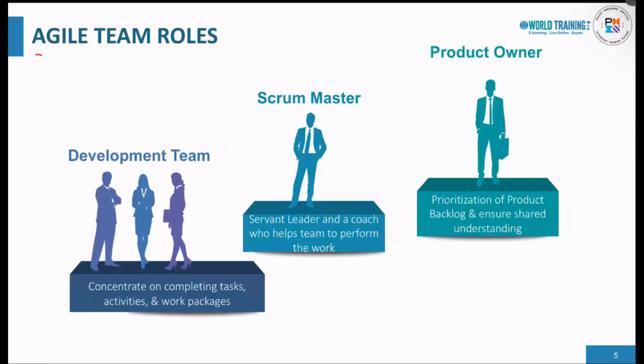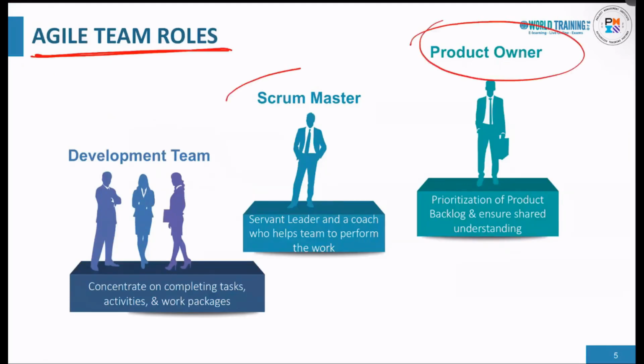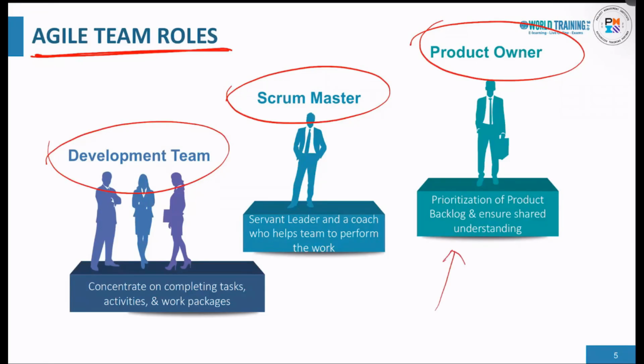First, agile team roles. In agile, there are three prominent roles: product owner, scrum master, and development team. Product owner is responsible for prioritization of product backlog and ensures shared understanding.